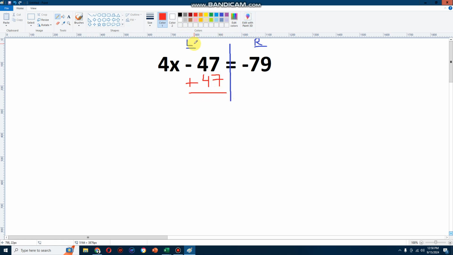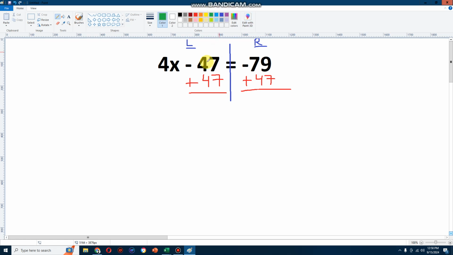Now, whatever you do on the left side of the equal sign must also be done on the right side of the equal sign. This is to balance the algebraic equation. So, since I did a positive 47 on the left side, I've got to do a positive 47 on the right side as well. This is extremely important. You've got to balance out the equation. Now let's do some math.